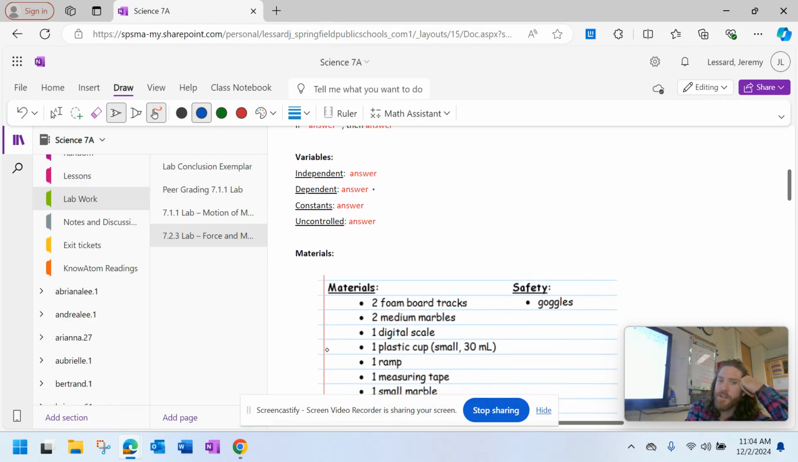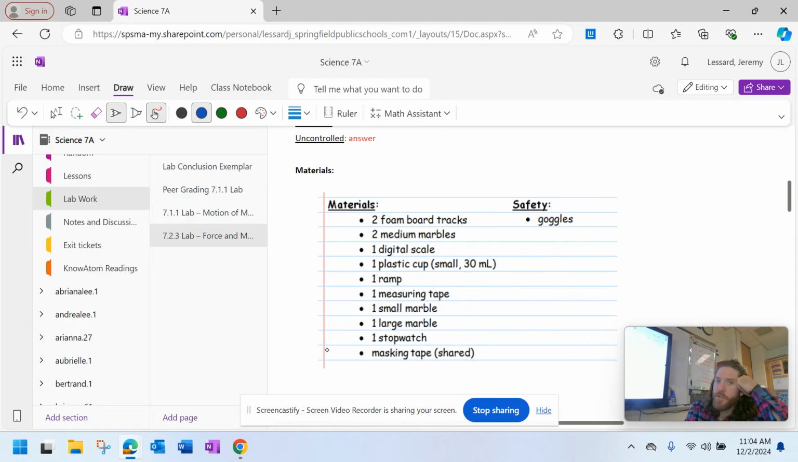So basically, what is that going to look like? Well, if we look at this materials list, we can see that we're going to have some tracks, we're going to have some marbles, and we're going to have a digital scale. So we're going to obviously use that digital scale to measure the mass of the marbles, because that is what we're really testing. How does the mass of the marble affect the speed after the collision? All right.